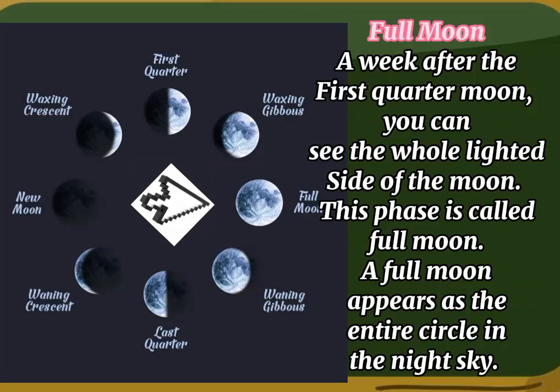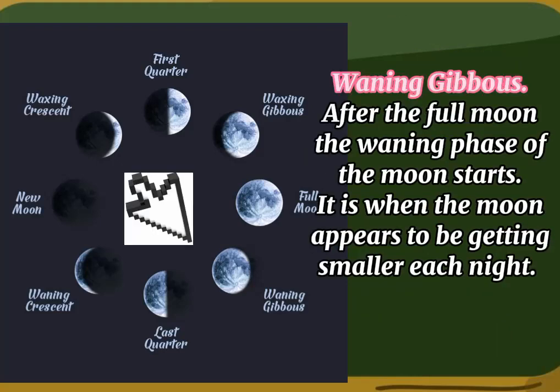Full moon. A week after the first quarter moon, you can see the whole lighted side of the moon. This phase is called full moon. A full moon appears as an entire circle in the night sky. Waning gibbous. After the full moon, the waning phase of the moon starts. It is when the moon appears to be getting smaller each night.